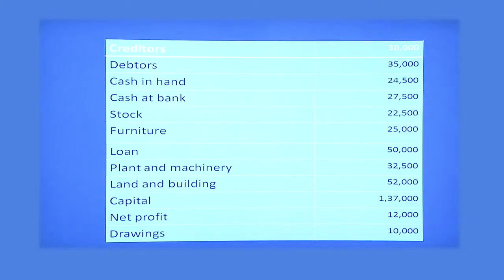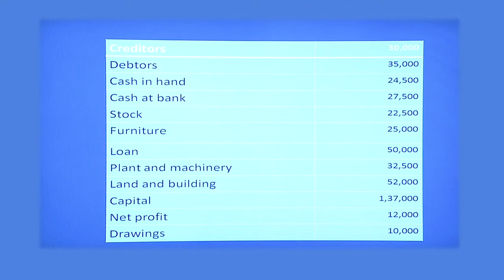One more question for the preparation of the balance sheet. We have given debtors. It will come on the asset side of the balance sheet. Cash in hand on the asset side. Cash at bank on the asset side of the balance sheet. Furniture on the asset side. Loan on the liability side. Plant and machinery on the asset side. Land and building on the asset side.